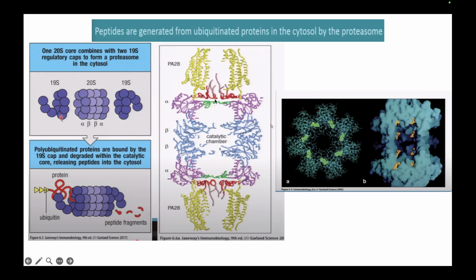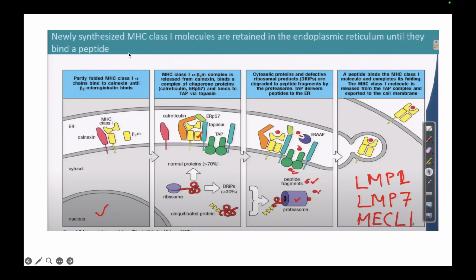Okay, here this is the transverse section of that particular proteasome. Inside this barrel structure you can see there is a catalytic chamber in which the catalysis takes place and degrades the protein into peptide fragments. Newly synthesized MHC class 1 molecules are retained in the endoplasmic reticulum until they bind a peptide. Here the partially folded MHC class 1 alpha chain binds to calnexin until beta 2 microglobulin binds.